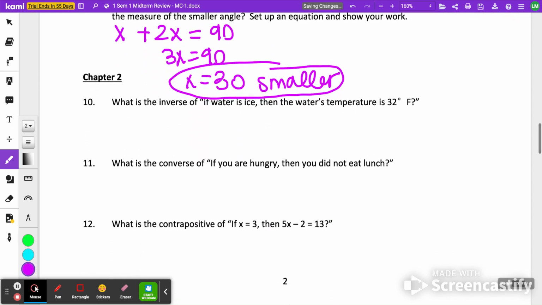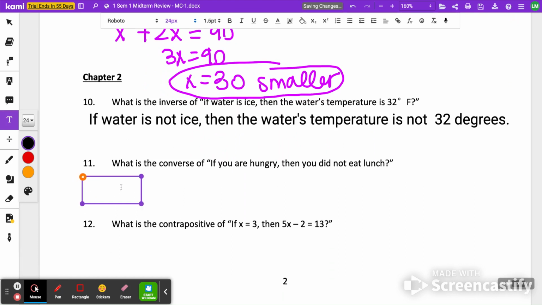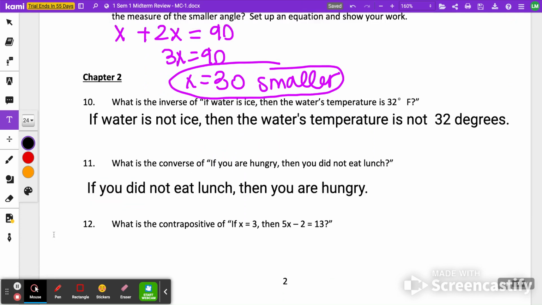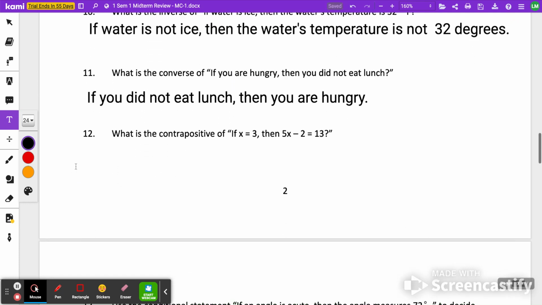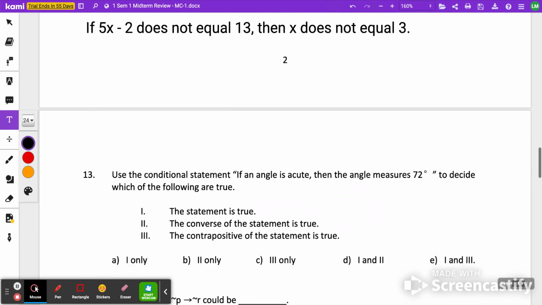Chapter 2. What is the inverse of: if water is ice, then the water's temperature is 32 degrees Fahrenheit? So this inverse should be: if water is not ice, then the water's temperature is not 32 degrees. For number 11, what is the converse of: if you are hungry, then you did not eat lunch? Converse is Q implying P, so we're just switching it around. If you did not eat lunch, then you are hungry. The last one for this section, what is the contrapositive of: if x equals 3, then 5x minus 2 is equal to 13? For that, if 5x minus 2 does not equal 13, then x does not equal 3.